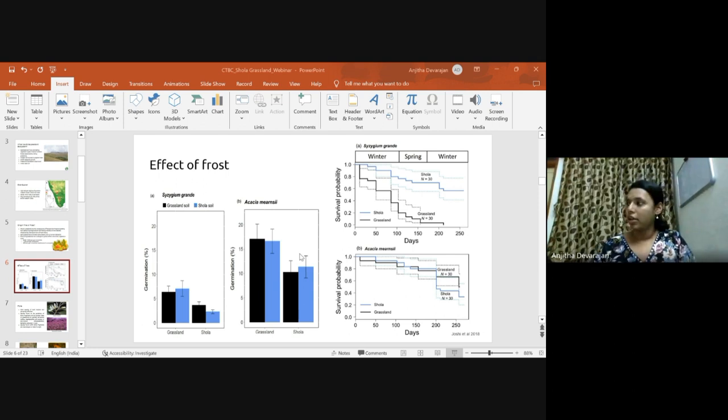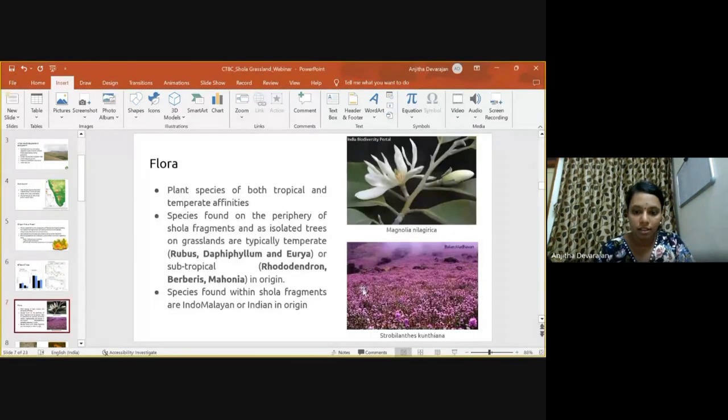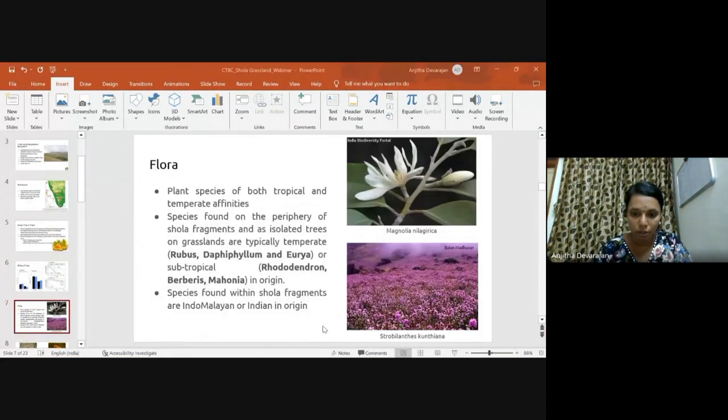And we are coming to the next slide. We will discuss the flora of this region. This ecosystem is very unique for the... sorry. The slide has some issues. I think this slide now. Okay.